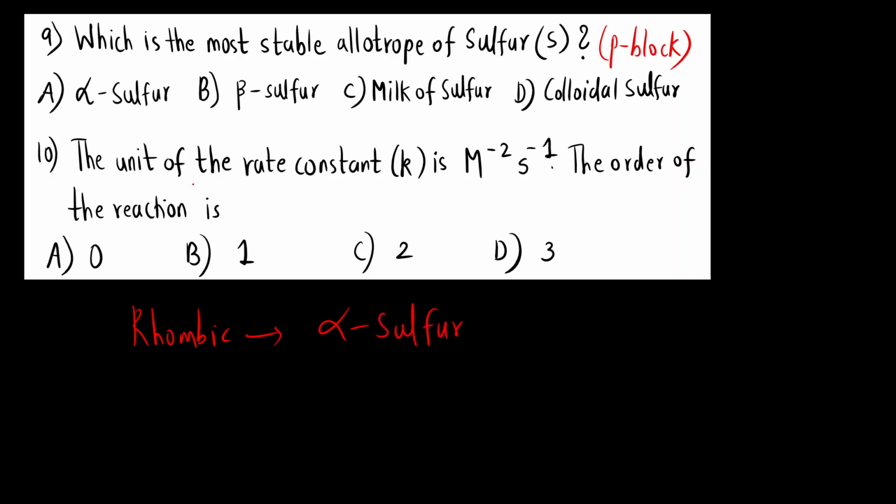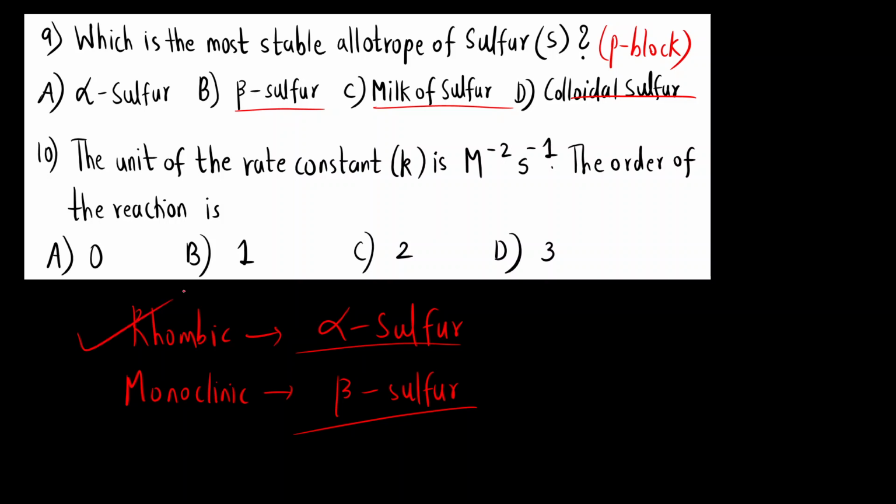And there is another allotrope of sulfur. These are the other allotropes of sulfur. Second allotrope is called monoclinic sulfur. Monoclinic sulfur is also called beta sulfur. Which is the most thermodynamically stable form of sulfur? It is going to be rhombic sulfur. You must know it is rhombic, and another name for rhombic is alpha. So the correct answer is going to be option A, alpha sulfur.